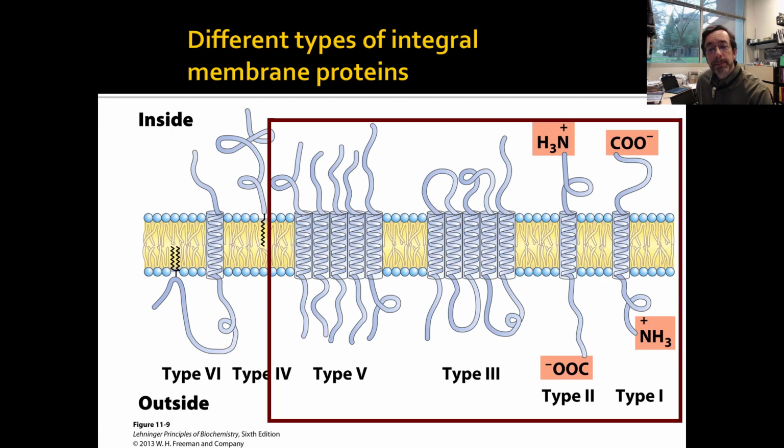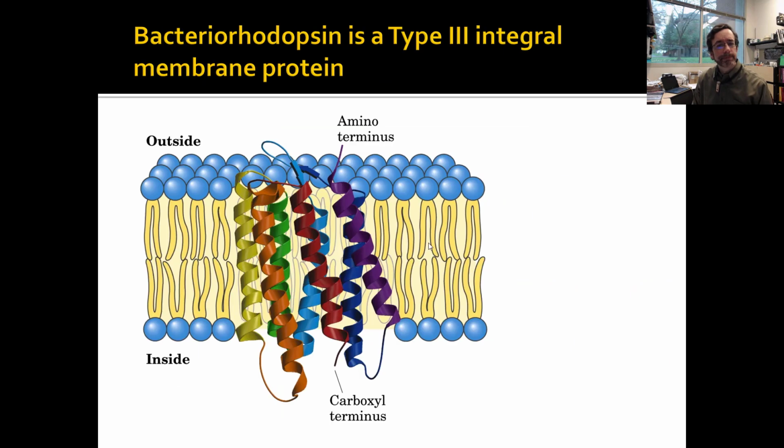Type 3 has a bunch of different helices, but they're all in one chain. And type 5 has a bunch of different helices with those helices in different chains. So technically type 5 would be a type of quaternary structure, and type 3 would be a type of tertiary structure. Those are the only types that you really need to know. So just remember, type 1 starts with the amino terminus outside and has a single helix. Type 6 and type 4 are just weird to me.